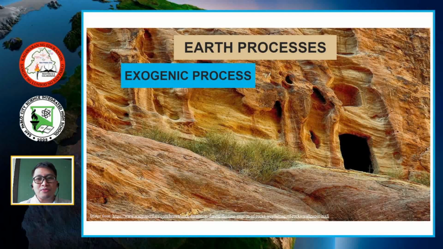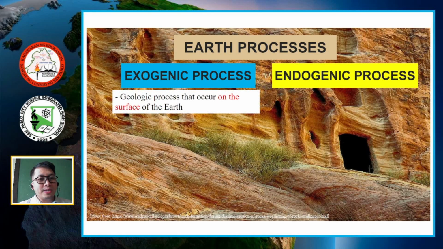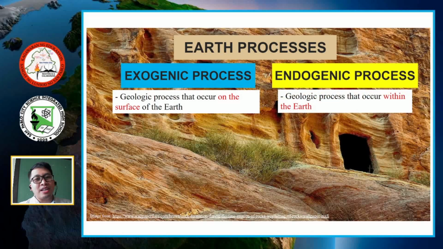There are two types of Earth processes, the exogenic and then the endogenic process. When I say exogenic, it is a geologic process that occurs on the surface of the Earth, and endogenic is a geologic process that occurs within the Earth. From the term exo, which means outside, and endo, which means inside. When I say exogenic process, these are different processes na nagaganap on the surface of the Earth. And endogenic, different processes na nagaganap inside the Earth.